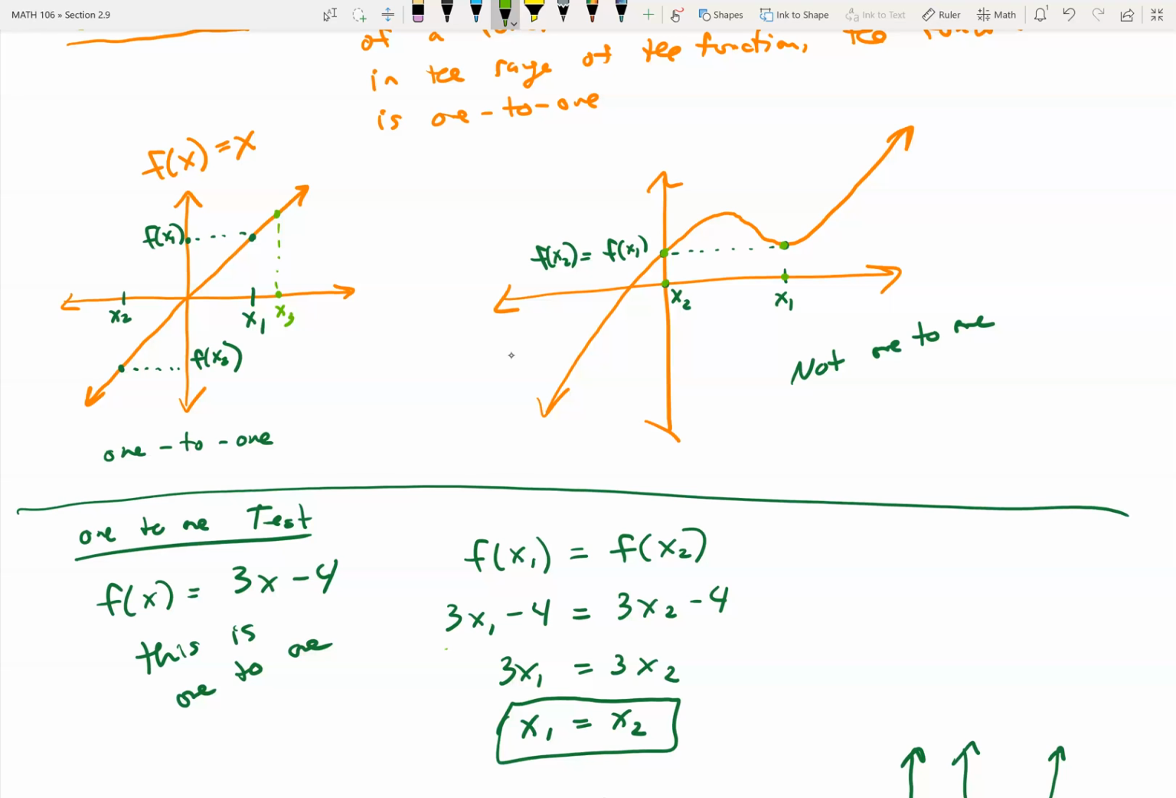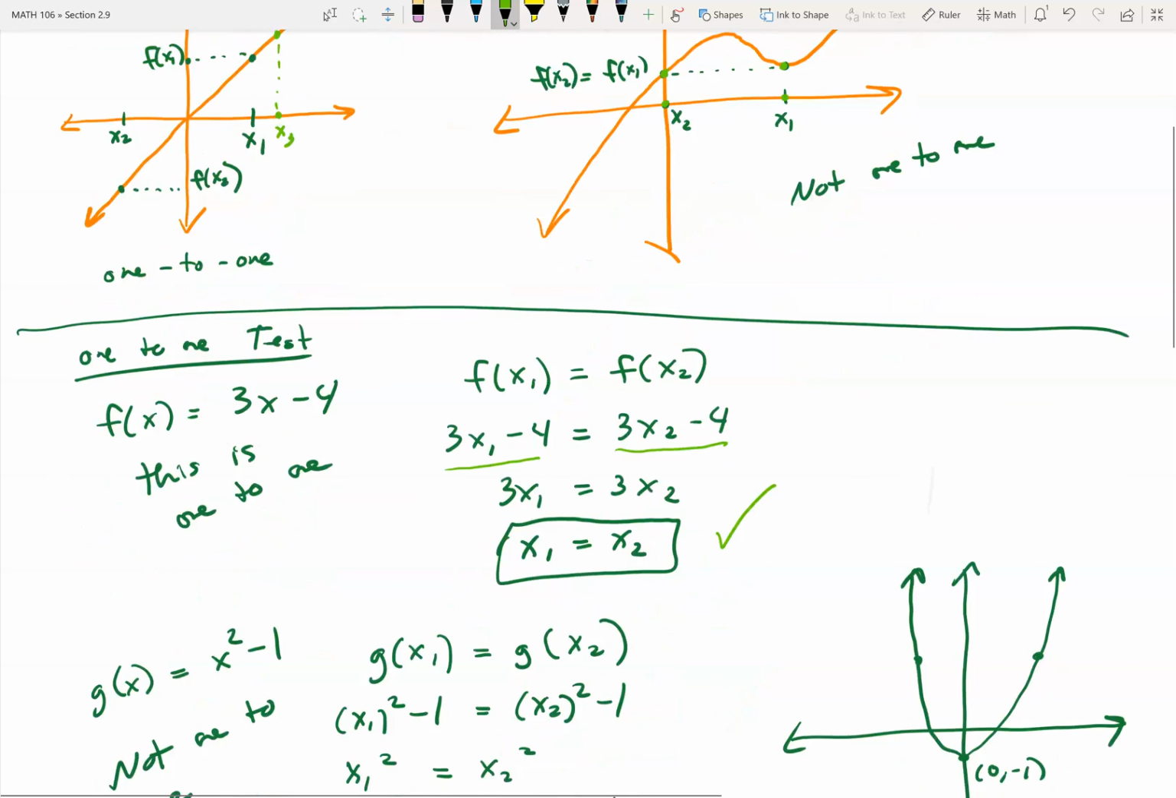And then, so you see you get this second line here where you have the same function, but instead of x, you're just subbing in x1 and x2. And what you're trying to do is reduce the equation to its lowest form. When you reduce that equation to its lowest form, if you get x1 equals x2, that is the magic solution that allows that function to be one-to-one. So that's how you do it algebraically. You take your original function, plug in x1 and x2, set them equal to each other, reduce that equation, and if you get x1 equals x2, you're good to go.